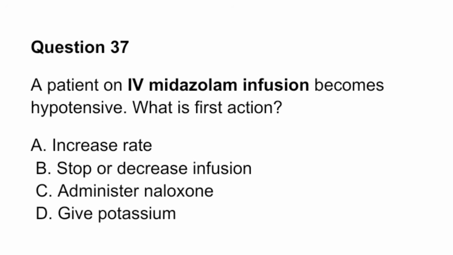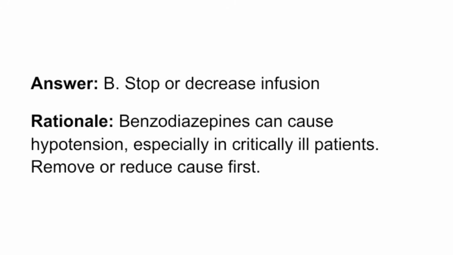Question 37. A patient on IV midazolam infusion becomes hypotensive. What is first action? A. Increase rate. B. Stop or decrease infusion. C. Administer naloxone. D. Give potassium. Answer. B. Stop or decrease infusion. Rationale: benzodiazepines can cause hypotension, especially in critically ill patients. Remove or reduce cause first.